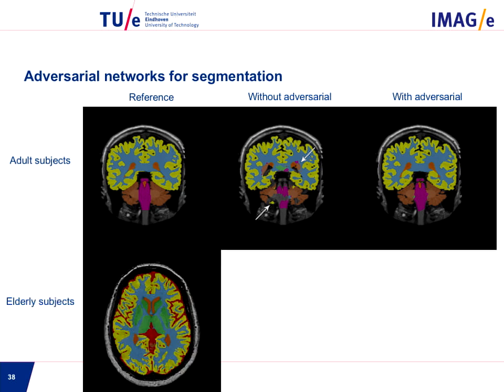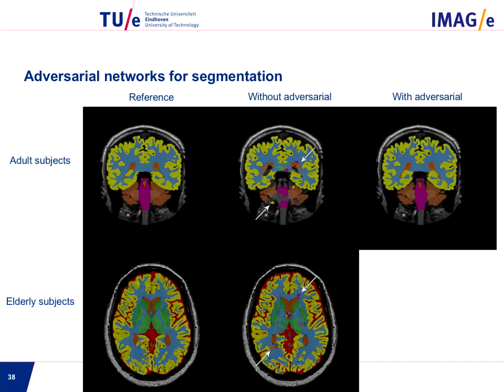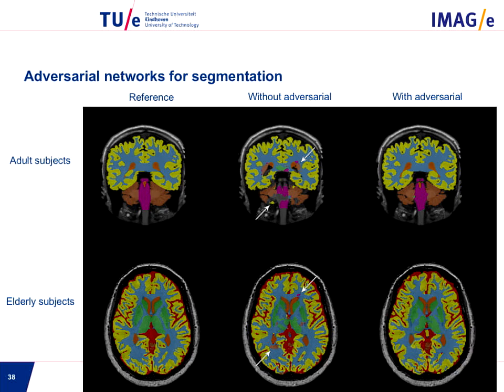Here we have again the elderly patients, and you can see this same. You can see weird clusters appearing at unrealistic locations, and then this approach of making the segmentations difficult to distinguish from reference segmentation helps us in improving these kind of errors.